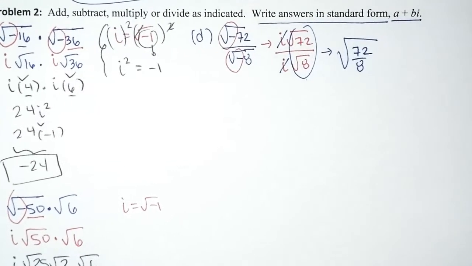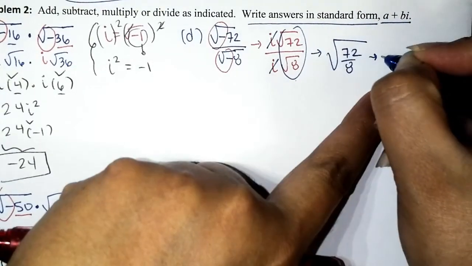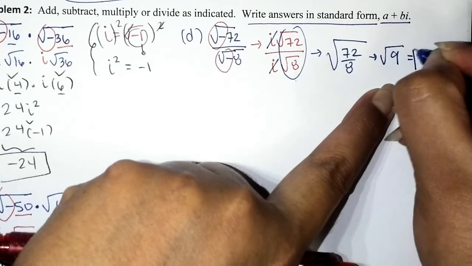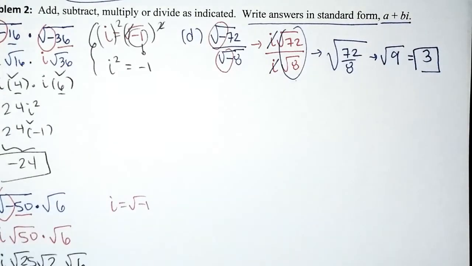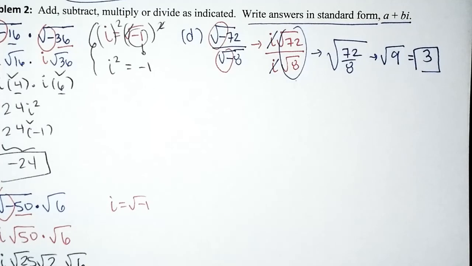Last time I checked, who has a calculator? 72 divided by 8 will give us 9. And then with confidence, the square root of 9 will give us 3. Now, someone asked, what happened to standard form a plus bi? The only time we have to worry about writing our answer in standard form for a complex number is when you have more than one term. We have done 4 problems, but all those 4 problems only have single terms in their answers, so we don't have to worry about standard form. Hopefully we'll have to worry about that in a bit.